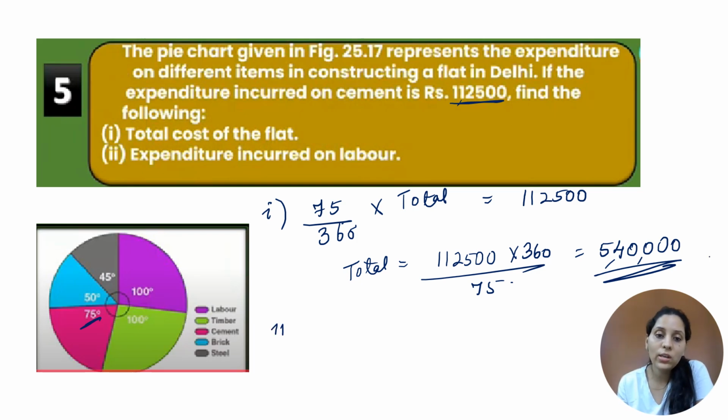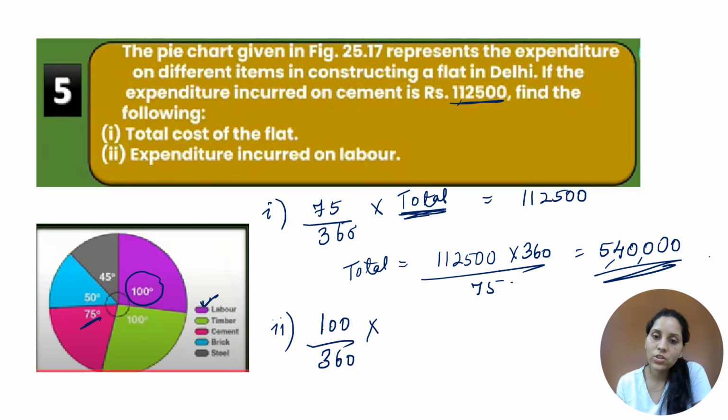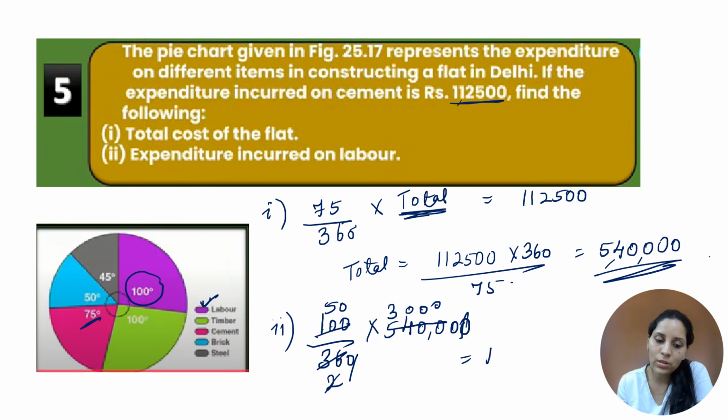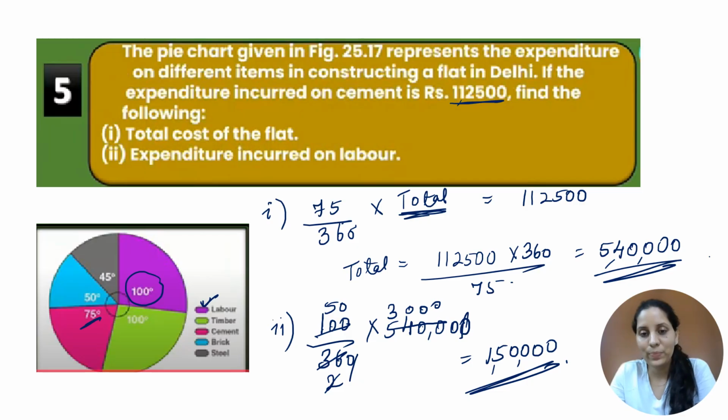Now, expenditure incurred on the labor. So which one is the labor? Labor is the purple one. So 100 divided by 360 into the total. We just found the total, which is 5,40,000. So this zero cut. 18 twos are 18 threes are 54 0 0 0. 2 ones are 2 50s are, so 5 into 3, 1,15,000 is the expenditure. So this is it.